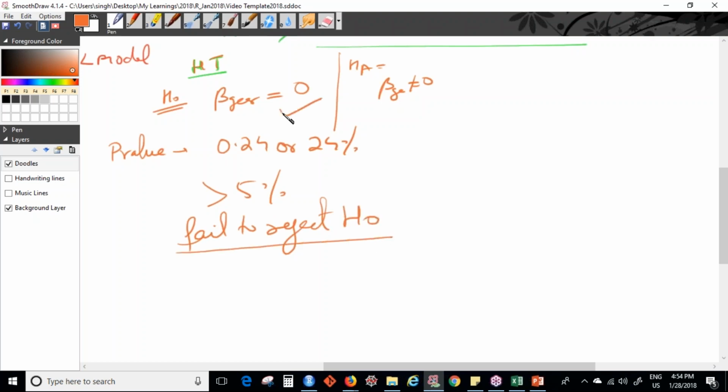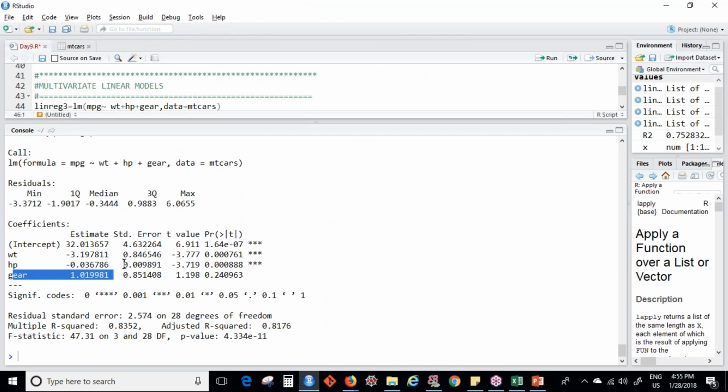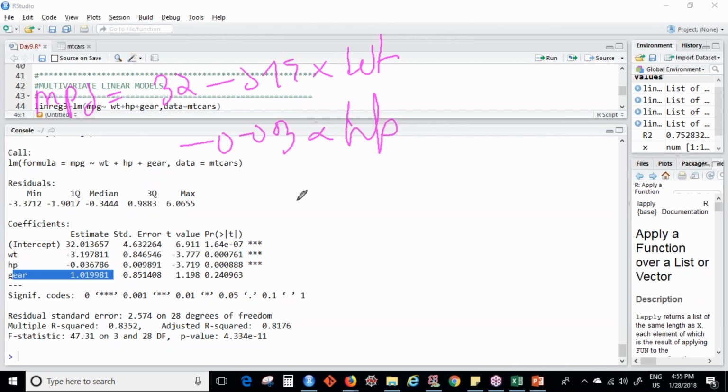That means this is correct. So beta for gear is equal to 0. So we will not consider what beta we are getting here. We will consider beta as 0. So if I write the equation again, miles per gallon is equal to 32 minus 3.19 into weight minus 0.03 into horsepower plus 0 into gear. So it will be like this. I cannot take this value because I cannot reject my null hypothesis.